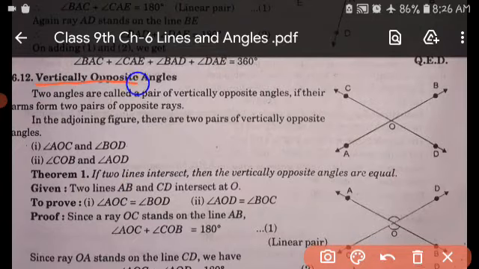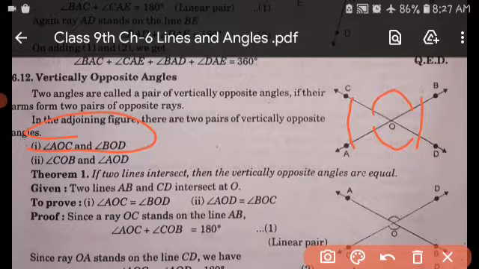Vertically opposite angles. Two angles are called a pair of vertically opposite angles if their arms form two pairs of opposite rays. Angle AOD is equal to angle BOC. Angle AOC is equal to angle BOD. AOC and BOD, COB and AOD are two pairs of vertically opposite angles.